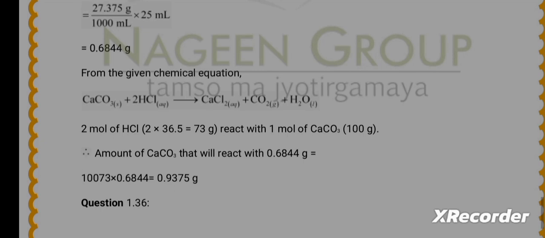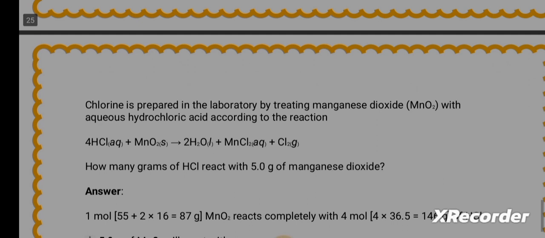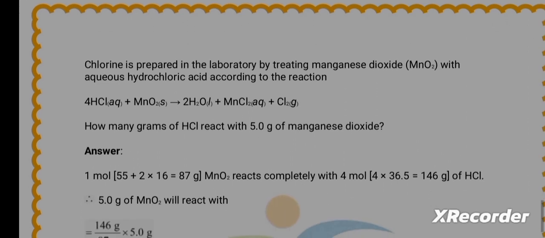We know that 2 moles of HCl means 73 gram of HCl reacts with 100 gram of calcium carbonate. So your amount of HCl is 0.6844 gram. So 73 रिएक्ट करता है 100 के साथ, तो 0.6844 कितने के साथ करेगा? तो it comes out to be 0.9375 gram. Now your next question is number 36.